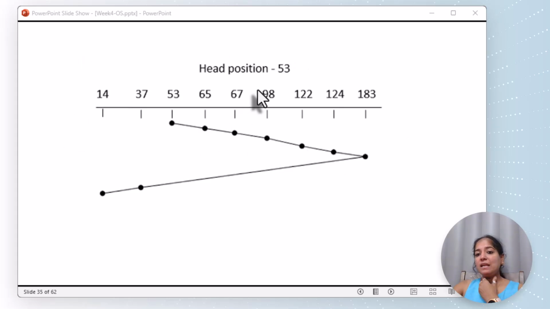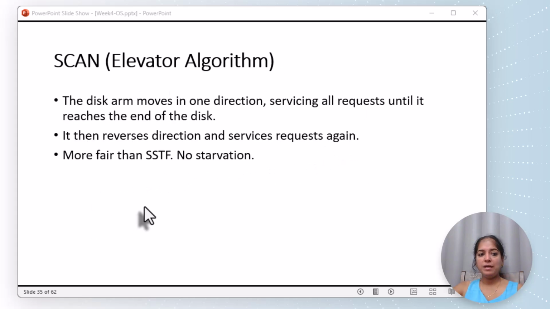So again, if we are having the same request string, from 53, the nearest one is 65. So it will go to the 65, then it will go to the 67, then 98, then 122, then 124, and then 183. Then it will go towards the 37 and then 14. So total head movement becomes very low in this one. You can calculate it.